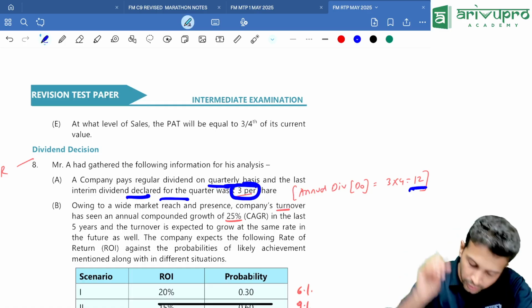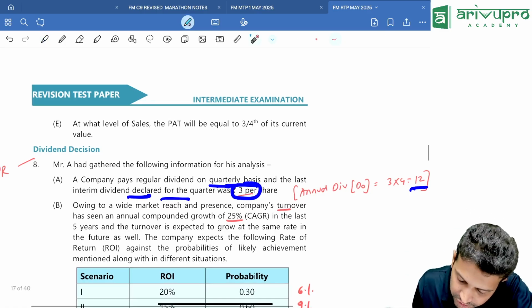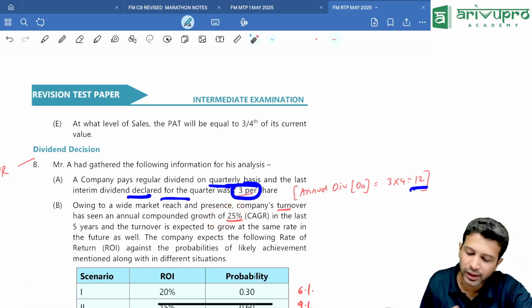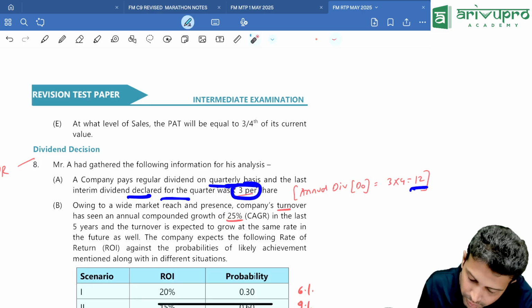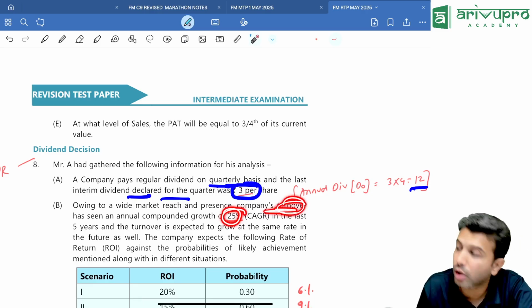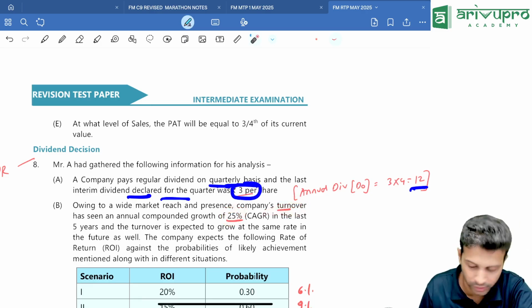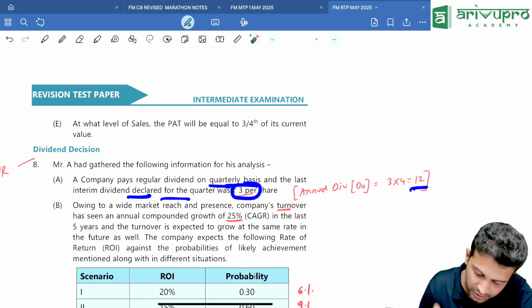Okay. Now, owing to market research, company ka turnover will increase by 25% growth rate, it seems. Okay. This is not dividend ka growth rate. Sir, we want dividend ka growth rate. They have given 25% as a growth rate for what? Turnover. Turnover means sales. Okay. Let's see. In the last 5 years, that is their problem again.